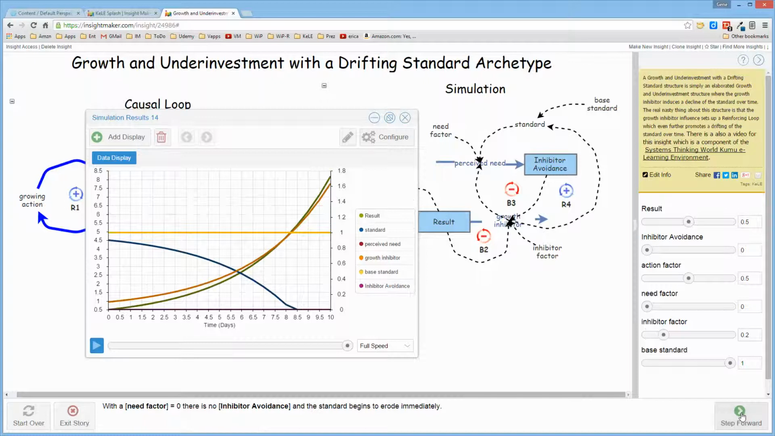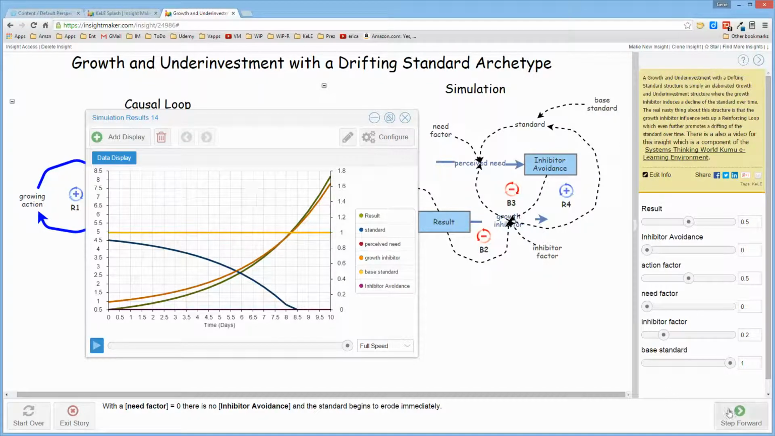Now, if we go ahead and allow there to be a growth inhibitor, notice that the standard begins to decline almost immediately, and the growth inhibitor curve, this one, continues to grow in an exponential manner the same way the result does, and the result of this structure at this point is significantly less than it was without the growth inhibitor in.